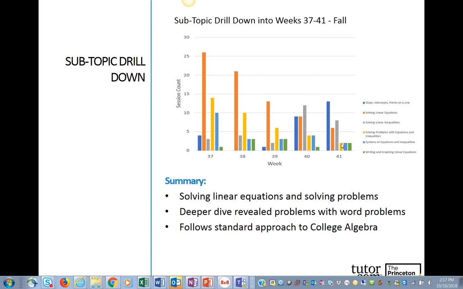And so we did a deeper dive into some of these sessions to see what questions the students are asking, and found just that. The students are really struggling with anything that is a word problem. And I think many of us in education know that that is a problem more broadly, all the way down into the K-12 space.